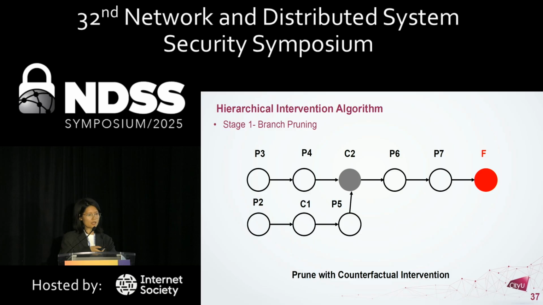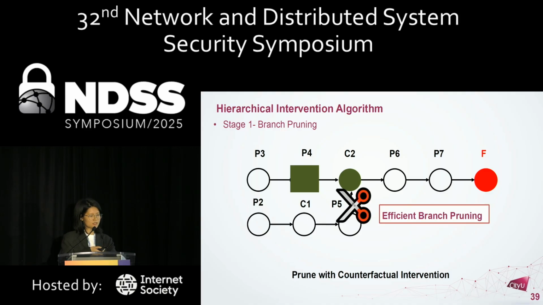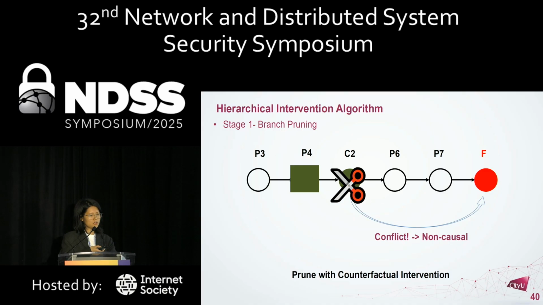Now we can move on to the second collider, and we also select its parent node and perform intervention, and we can observe that it changes to normal, so we can prune another irrelevant branch. We can also observe that the state of C2 conflicts with the failure. It means that it's not the root cause of the failure, so we can also prune it.